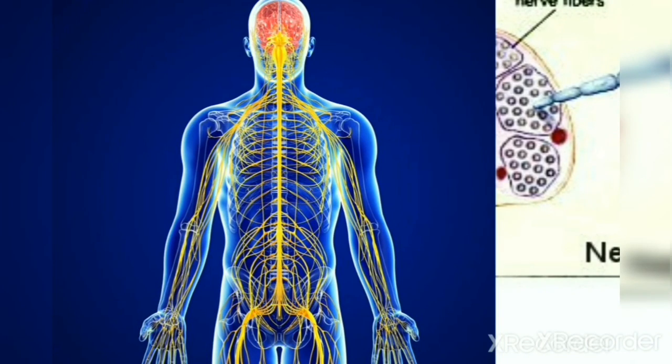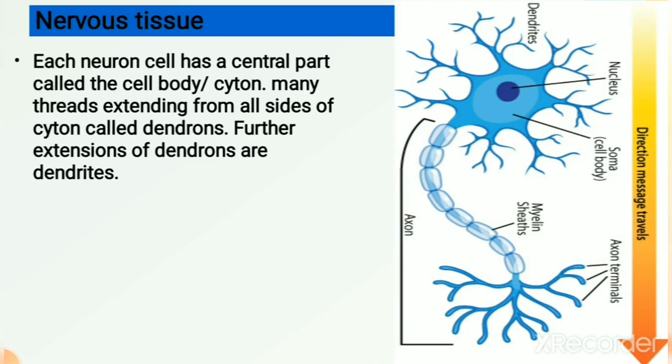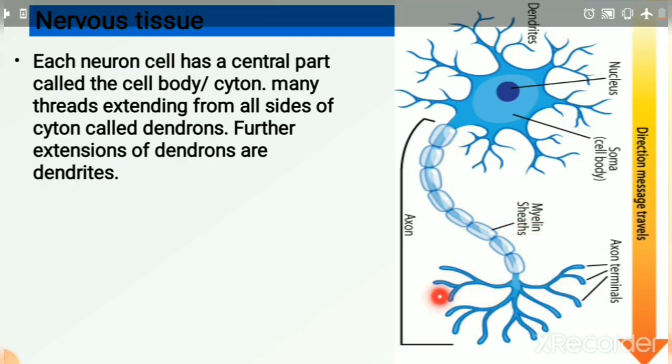Okay, so now let us discuss the structure of a single cell of our nerves. This is the structure of a single neuron or nerve cell, and each neuron has a central part called the cell body or cyton. From the cyton you can see many thread-like branches extending out. These are called dendrons, and from the dendrons also some extensions you can see. Those extensions are called dendrites, and one of those dendrons gets elongated and is called the axon, which is covered with a myelin sheath. And these are the terminals or endings of the axon.